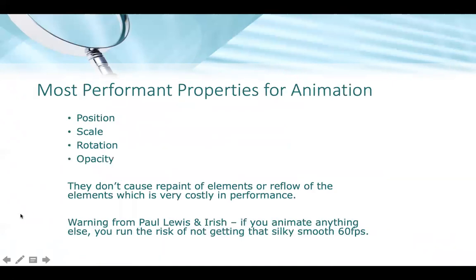So the most performant properties for animation: position, from one place to the other, scale, rotation, and opacity. These things don't cause a repaint of the elements or a reflow of the elements, which is very costly in performance. So these are very performant. There's a warning, I guess, from some gurus, Paul Lewis and Paul Irish. If you animate anything other than these things, then you run the risk of not getting that silky smooth 60 frames per second look, okay?